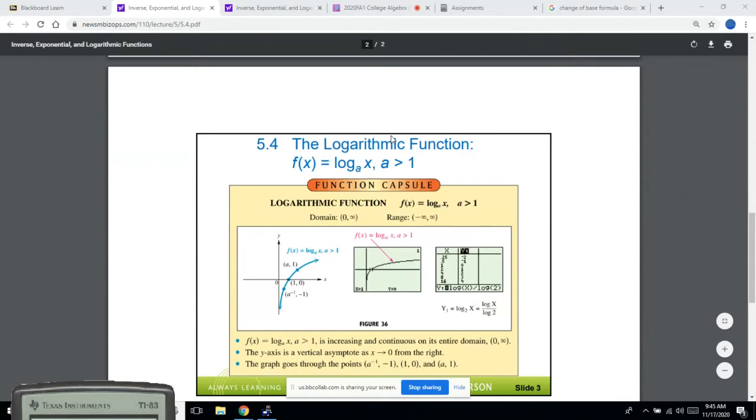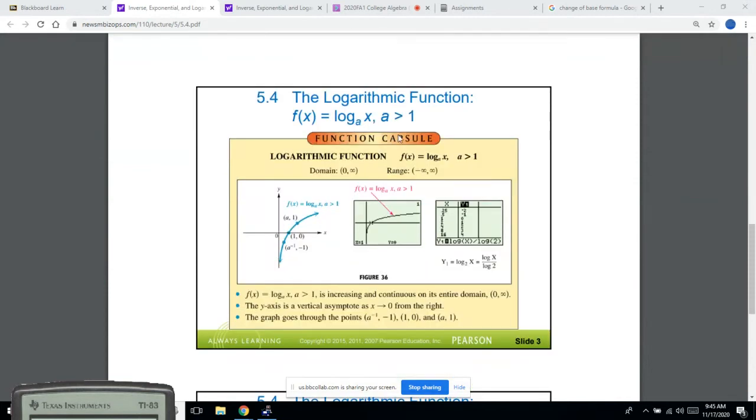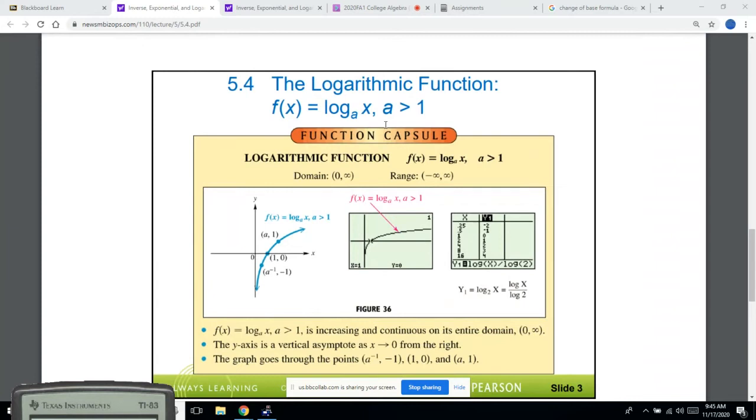Okay, so here we're looking at just the graph of a log function. Notice here the base is not necessarily 10 or anything like that. The base is variable. Here we're just noticing the shape of a logarithmic function. So here we have our function f of x, I'm going to blow this up a little bit, is equal to the log base a of x. And keep in mind that a has to be greater than 1.